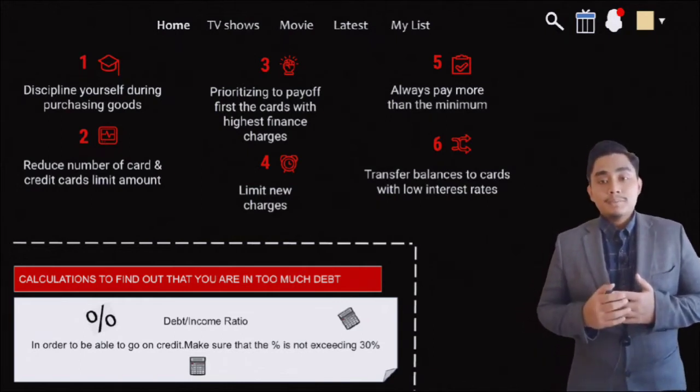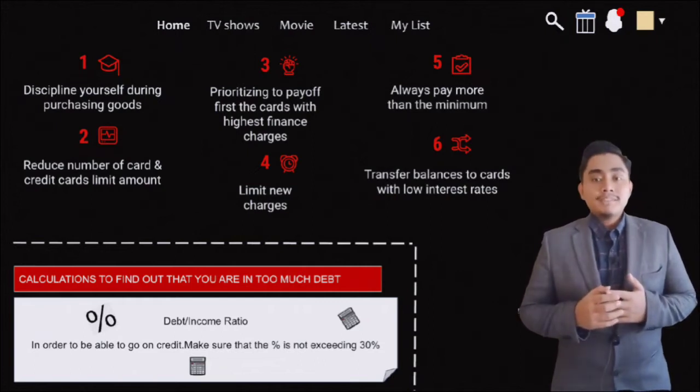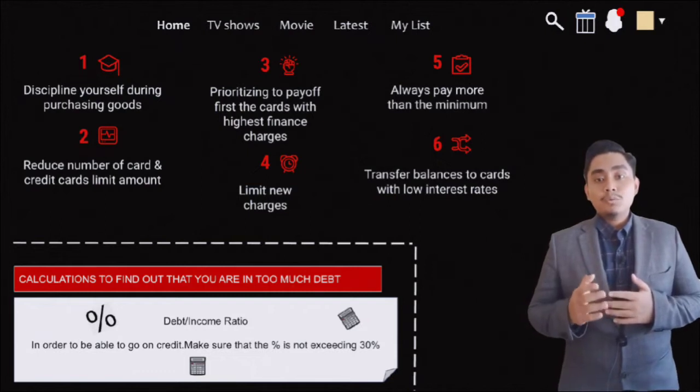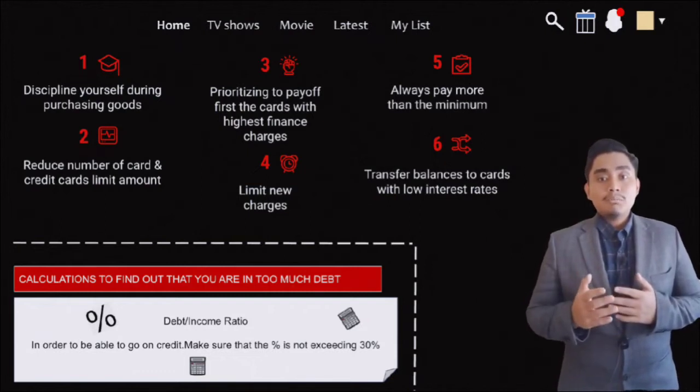Here is an example. If your monthly income is 3,000 ringgit and your monthly debts are 500 ringgit, your debt to income ratio would be 70%. That is a good number to be at and it is considered low by the lender.